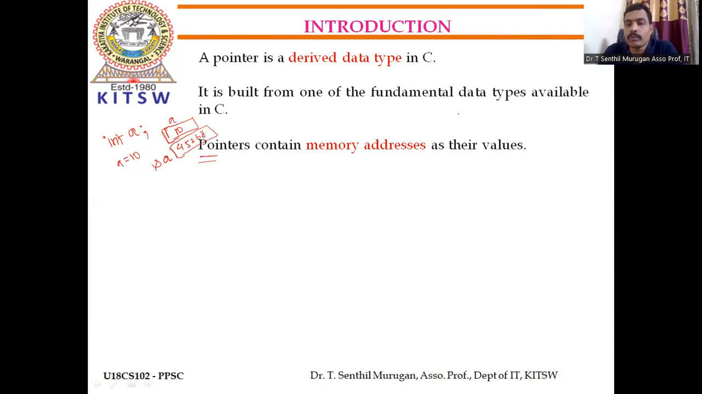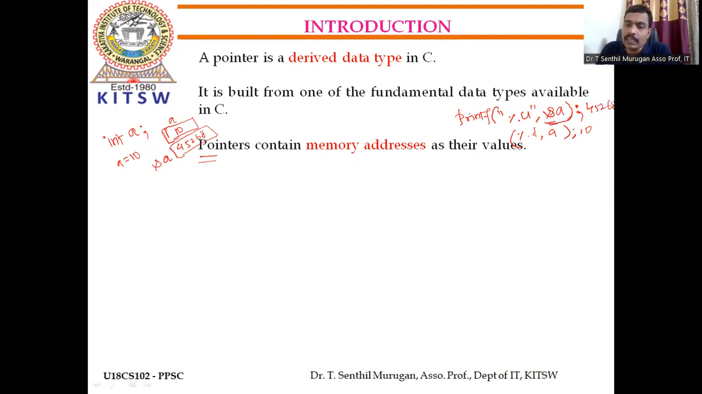So how do we print the address? For example, printf, it is an unsigned integer, so percentage u, comma, then here we can write ampersand a. So here the address of a will be printed, not the value. If you are not using ampersand, and you use percentage d, comma a, it will print the value 10. But with ampersand it will print 45268. So you have to remember that.